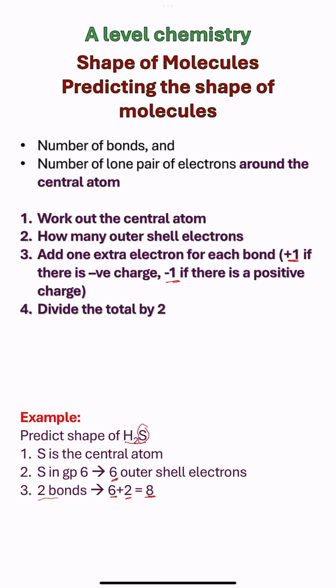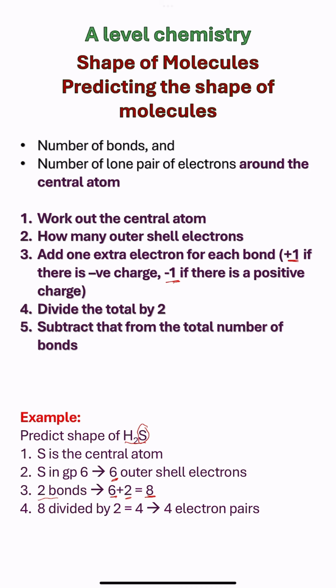Now you need to divide this total by 2, and when you divide this by 2, that will give you the total number of electron pairs around the central atom. So 8 divided by 2 is 4. So there are 4 electron pairs.